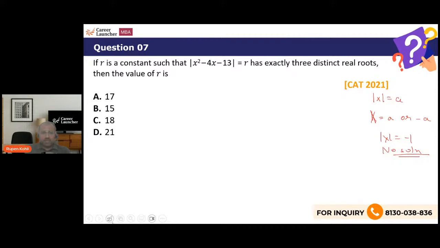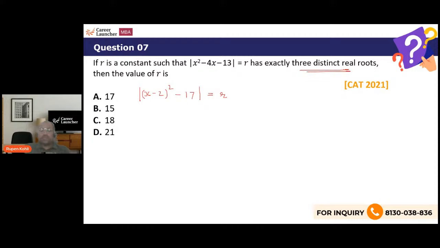So just applying that basic idea once again, we can start off like this, that this whole expression equals R. First of all, let's do the completion of squares on the x quadratic inside of the modulus. X minus 2 the whole square, because we see 4x, so we'll write x minus 2 the whole square. X square minus 4x plus 4 and then minus 17. So this modulus thing equals R, right? So this needs to have 3 real roots. So we need to ensure it has 3 roots.